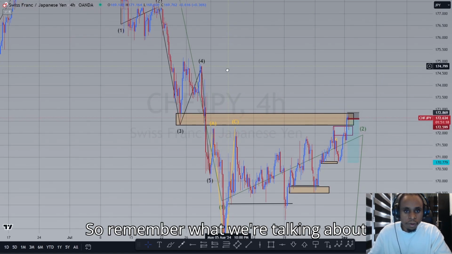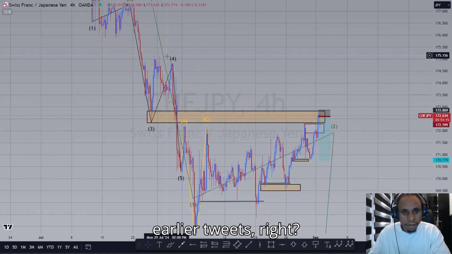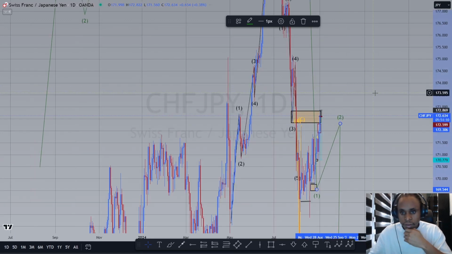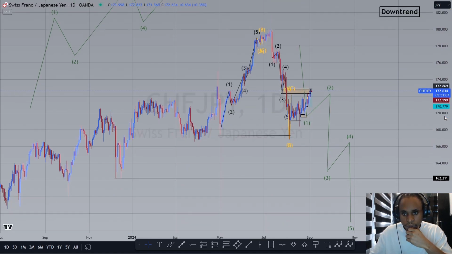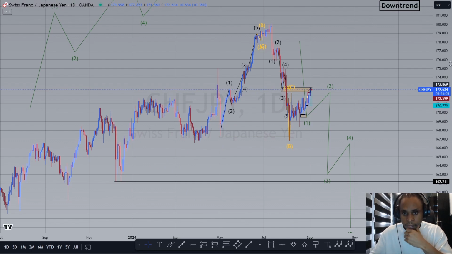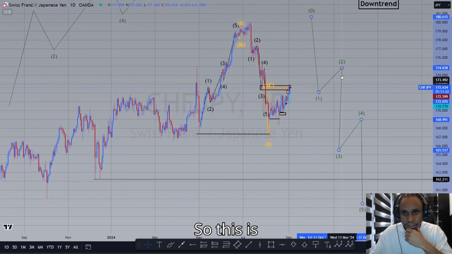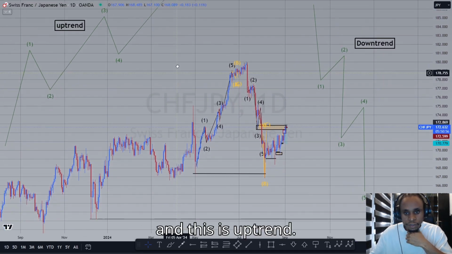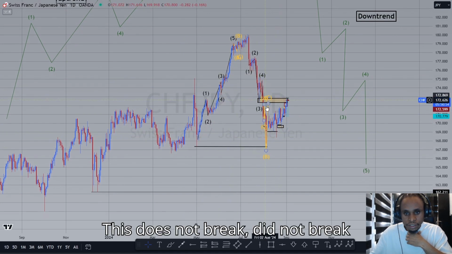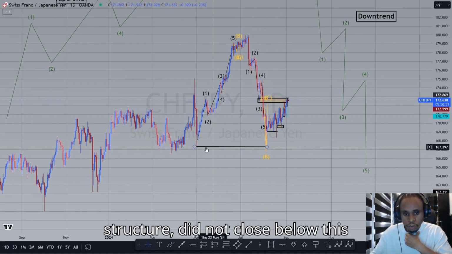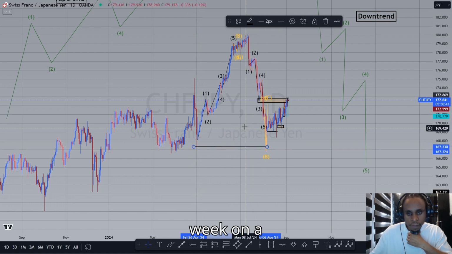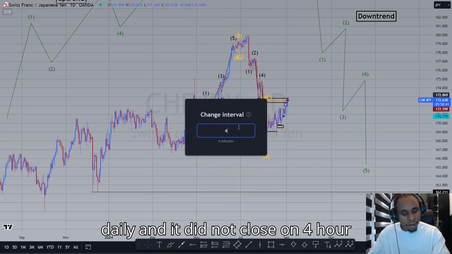You know. So remember what we're talking about, Elliott waves, right? So this is downtrend and this is uptrend. This did not break structure, did not close below this week. It did not close below this week on a daily, and it did not close on 4 hour.